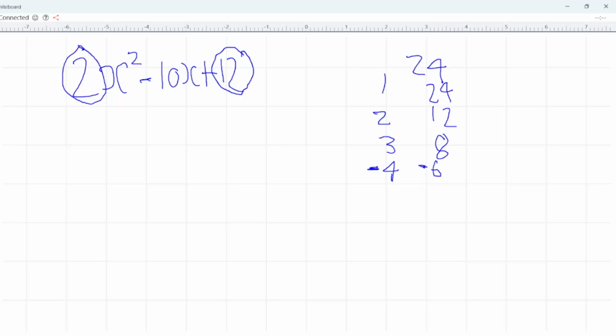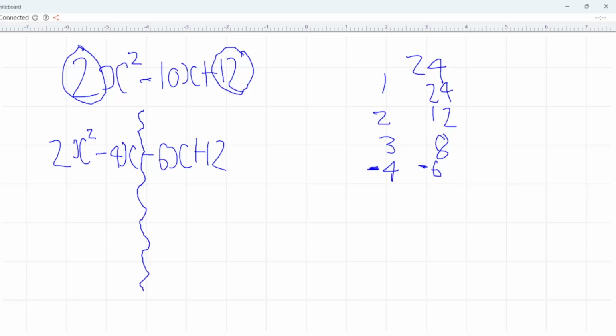We separate it into minus 4 and minus 6. So it's 2x squared minus 4x minus 6x plus 12. And then what you do, this is why it's called the squiggly line method, you draw a squiggly line down the middle of those two, and then you factorize each side.